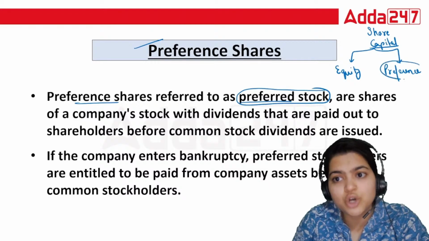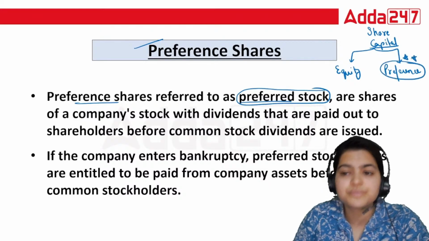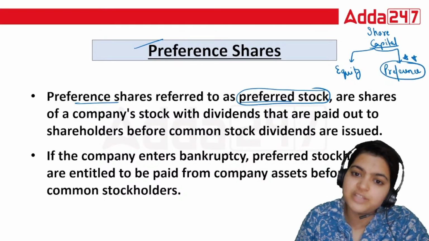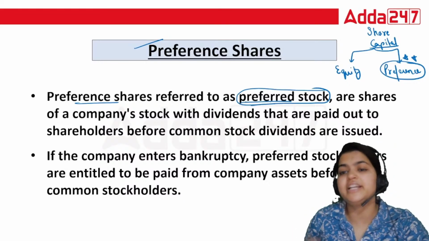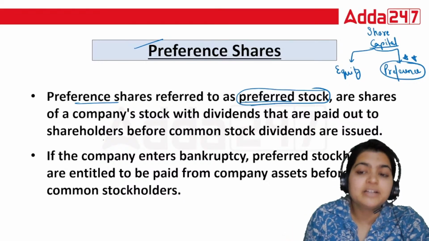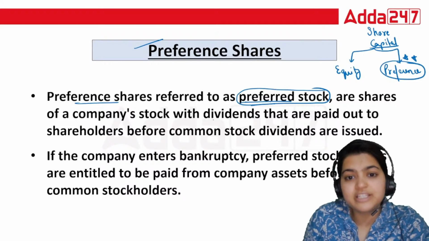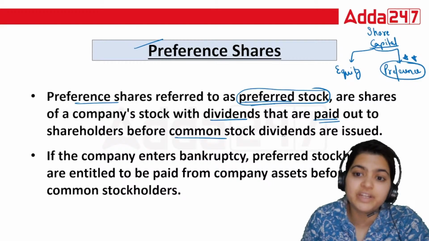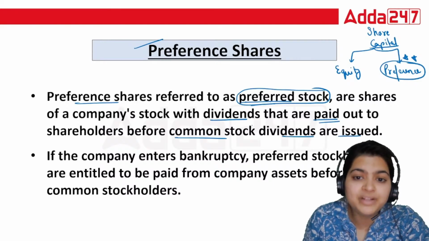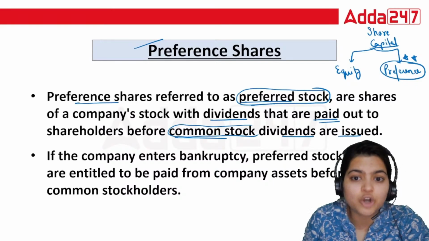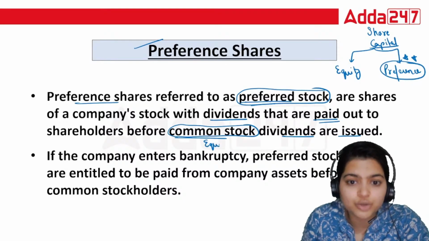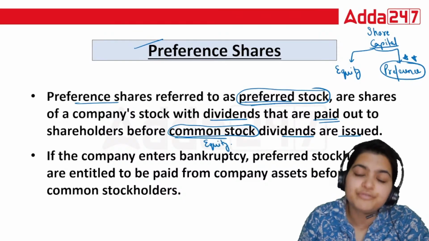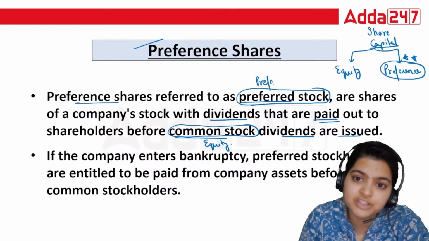Okay, so we are going to talk about this preference. This preference is also known as preferred stock. Now why are we calling it preferred stock? Because here are shares of a company's stock with dividends that are paid out to shareholders before common stock dividends are issued. Common stock here means your equity. Preferred stock means your preference part.